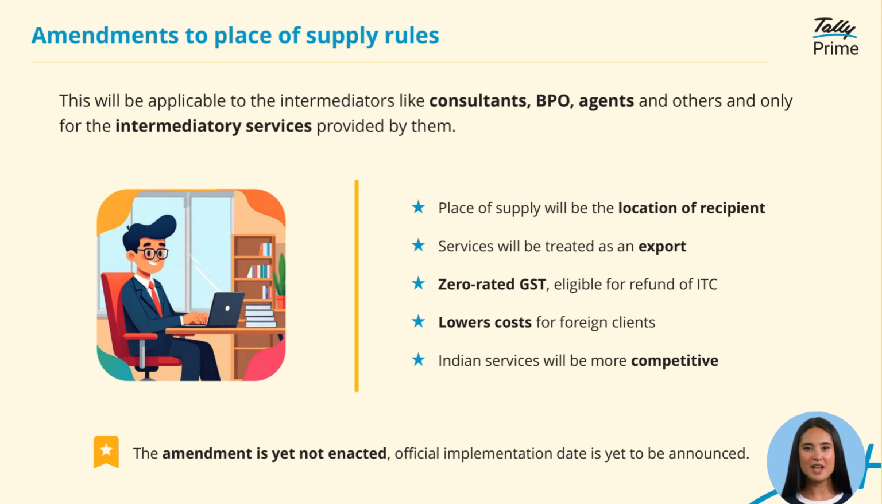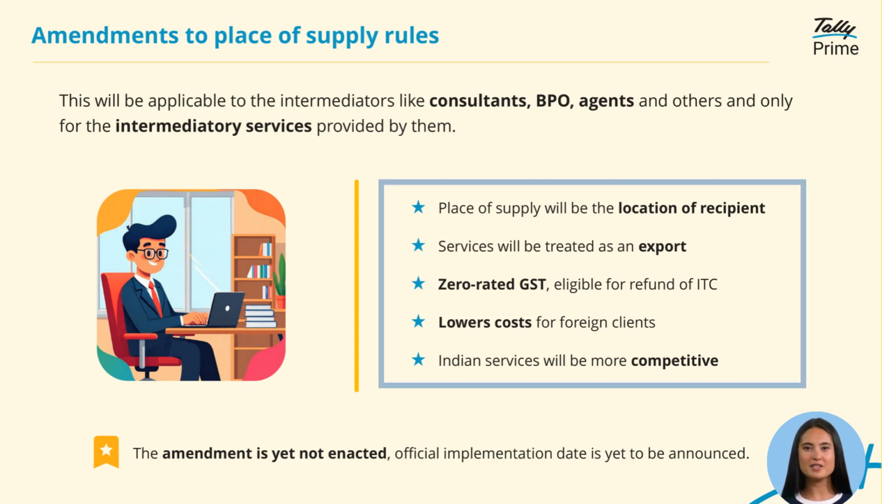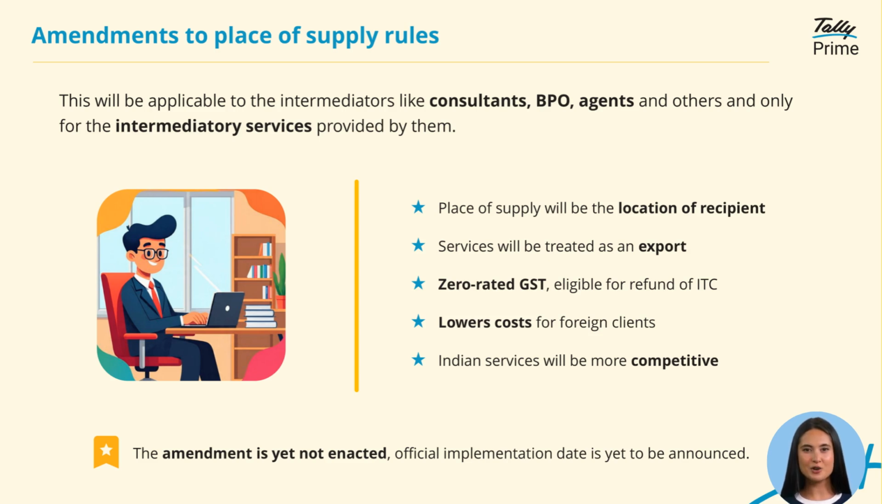Amendments to the place of supply rules will affect intermediaries such as consultants, BPOs, and agents, but only for the intermediary services they provide. Under the new rule, the place of supply will be the location of the recipient. This means services will be treated as exports, attracting zero-rated GST and eligibility for input tax credit refunds. It will lower costs for foreign clients and make Indian services more competitive in the global market. Please note, this amendment has not yet been enacted, and the official implementation date is still to be announced.